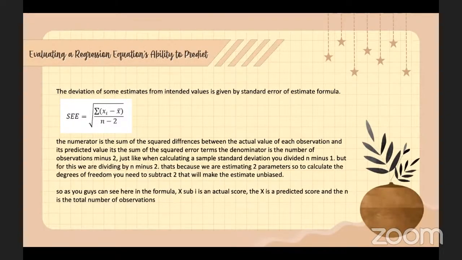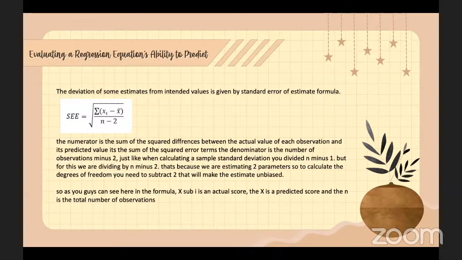The deviation of some estimates from intended value is given by the standard error of estimate formula. Here, as you can see, the numerator is the sum of the squared differences between the actual value of each observation and its predicted value. It's the sum of the squared error terms. The denominator is the number of observations minus 2.